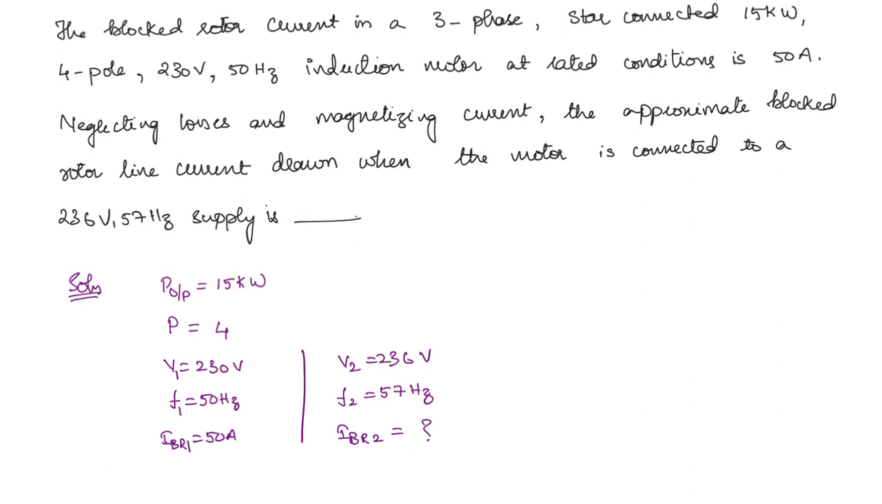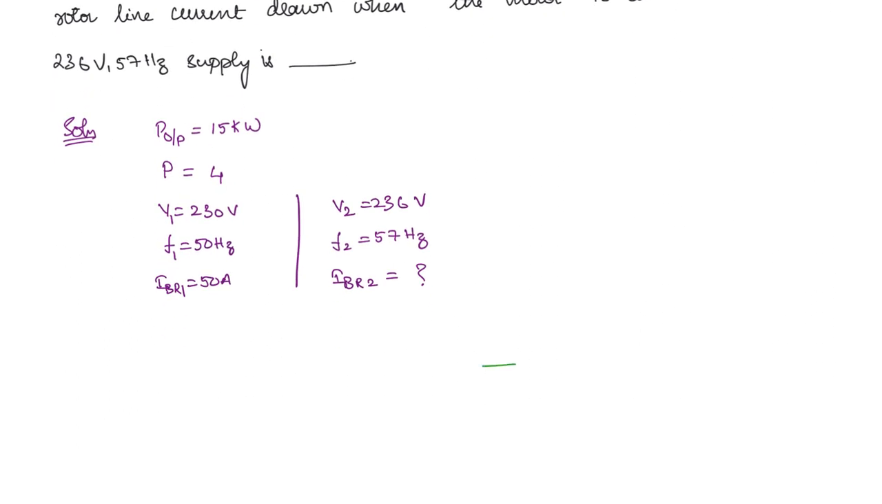So we have to first draw the equivalent circuit, keeping in mind what should be neglected. Neglecting losses and magnetizing current, that means we can ignore the resistances as well. So this is jX1, the magnetizing inductance is anyway neglected, and this is jX2 dash. Anyway, this is under blocked rotor condition, so the slip value will be equal to 1. So you don't have to worry about the slip. This is the blocked rotor current and this is the voltage.